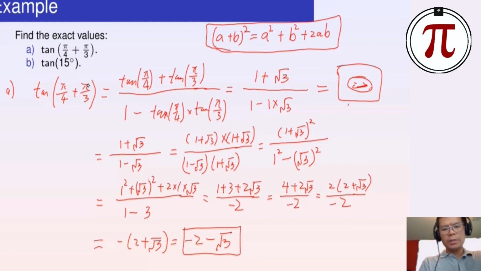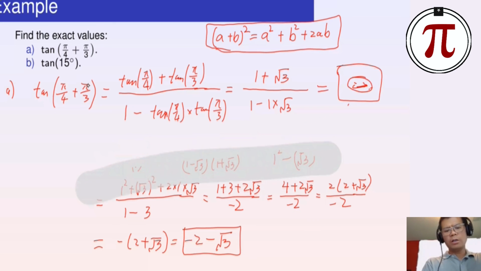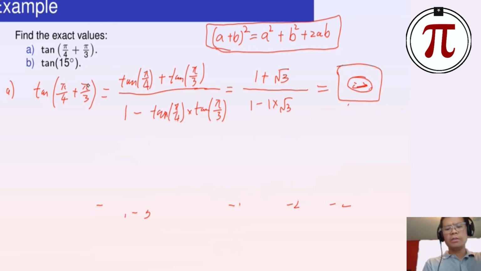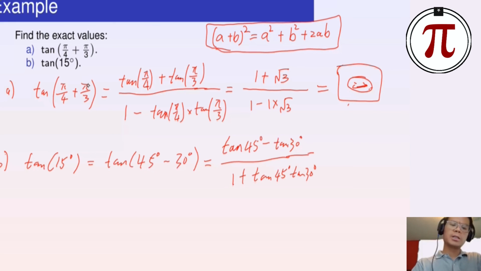Now I'm going to erase a part of this one. Consider the second. Can you solve the second? It's 15 degrees. This one can be written as what? 45 degrees minus 30 degrees. So using the formula, this one equals, on the top is a difference, and on the bottom it becomes plus.